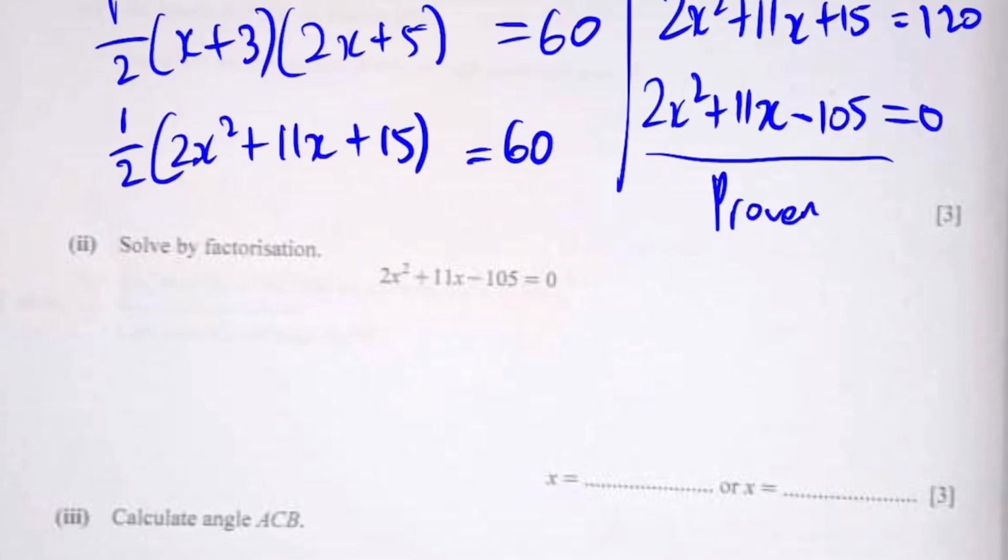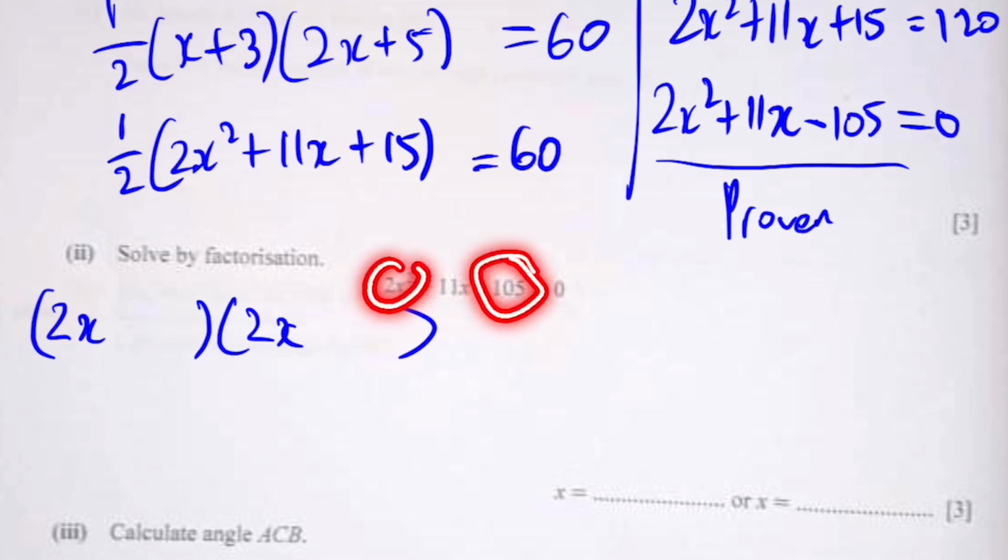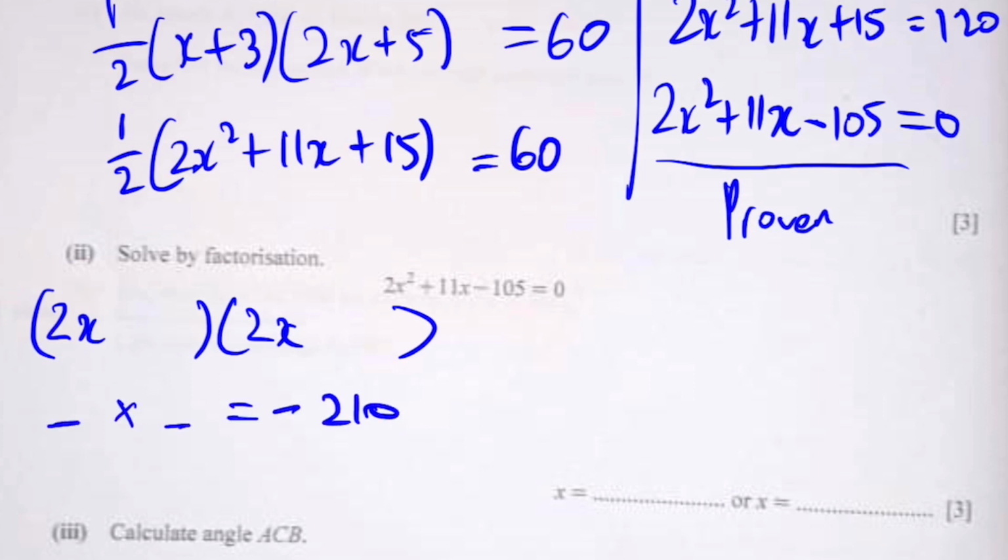Let's go to part 2. Part 2, solve by factorization. 2x squared plus 11x minus 105 equals 0. So first, let's take 2x in both of the brackets. And now we'll find two numbers that add up to 11 and multiply to negative 105 into 2, which is equal to negative 210. So something times something equals minus 210, and something plus something equals 11. So these two can actually be 21 and minus 10. If we put these, we will get the two values above.